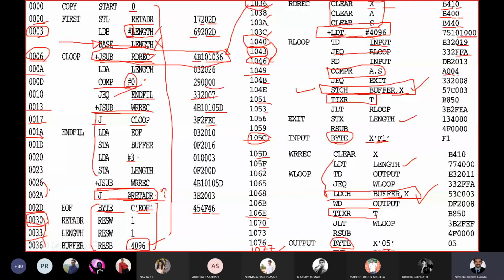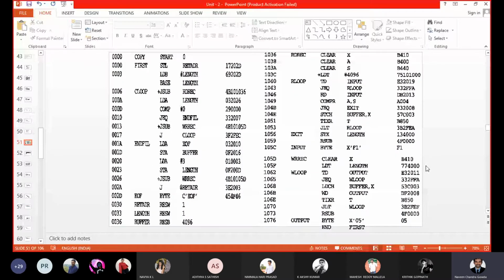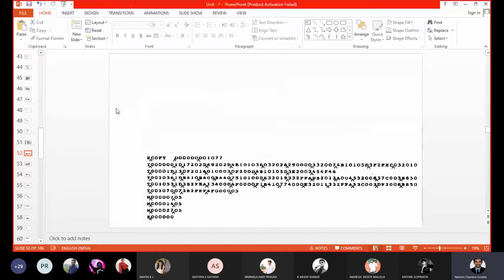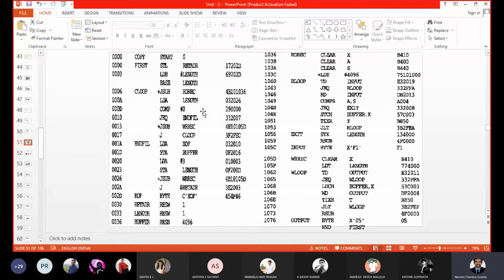Yes, sir. Now let me show you something. This is again the final object program, so I'll keep it separate. I want you to see this properly. As I told you, STCH BUFFER,X is an instruction which will fall under base relative. I told you how it becomes base relative. For that, let me give you an in-depth explanation.